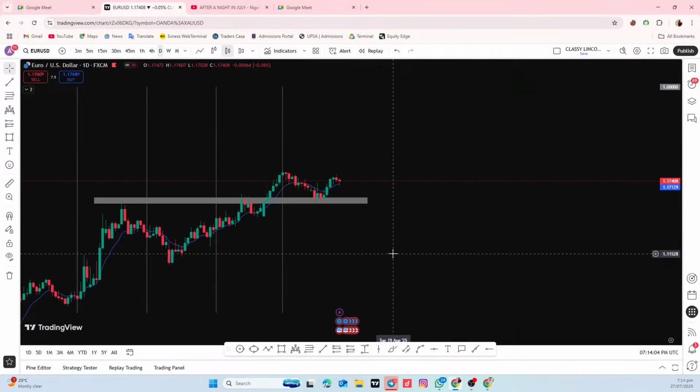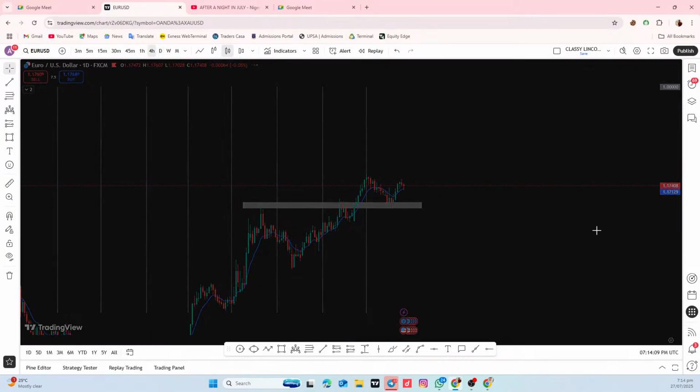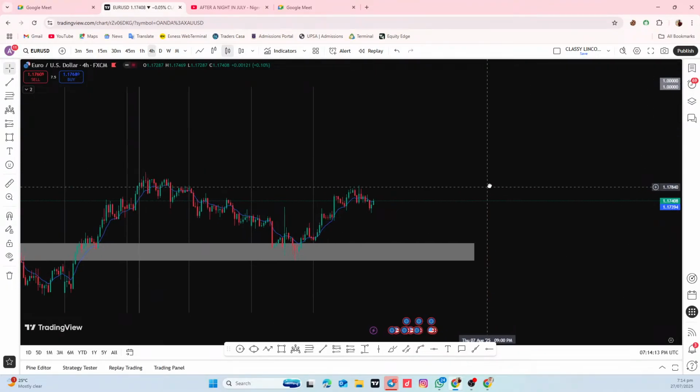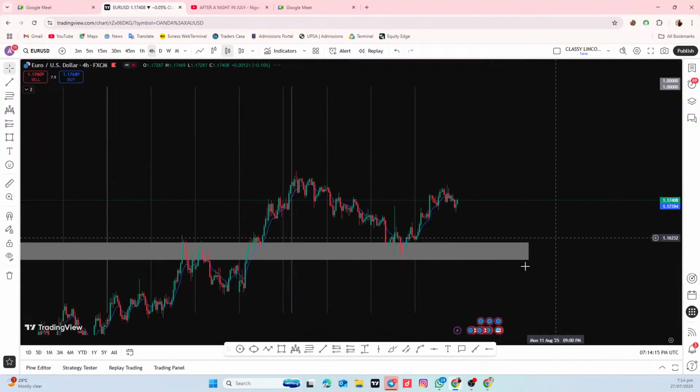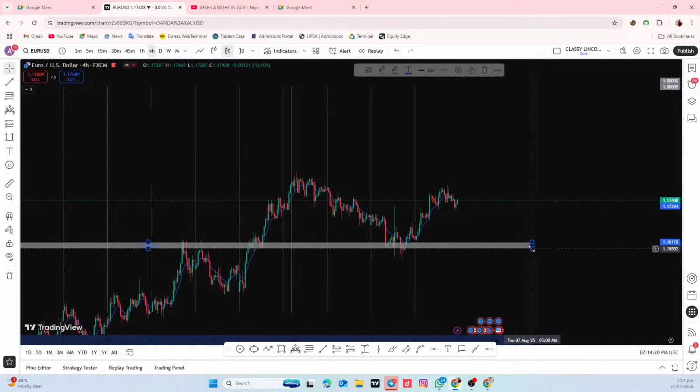Good. So now you know that Euro USD is in an uptrend. We don't have to waste much time on this. We are looking for more buys, and we have had our major key level where price has tested and is bouncing up from there. So we just have to reduce it a little bit.